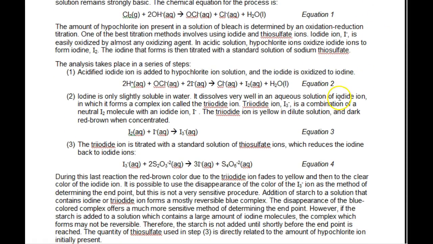I would take a look here in the series of steps. It talks about how triiodide is yellow when it's dilute. I think that's kind of what you saw before you added the starch. And then it's dark red brown when it's concentrated. And you need acidified iodide to turn that iodine into triiodide. So please keep that in mind. 1 molar is obviously not as strong as 3 molar.